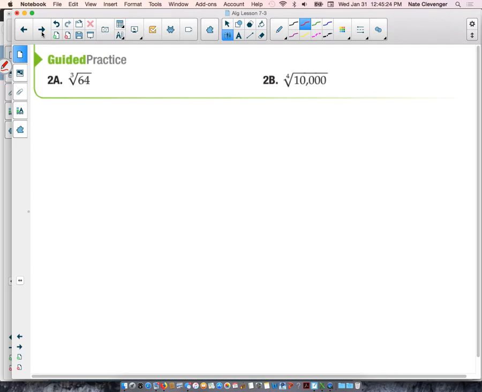This one for sure, I want you to have memorized. What's the cube root of 64? 4. Because 4 cubed equals 64. Four times four is 16, times 4 is 64.